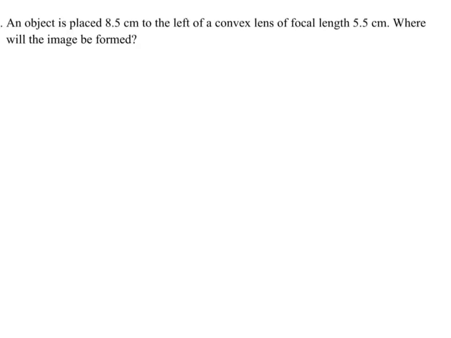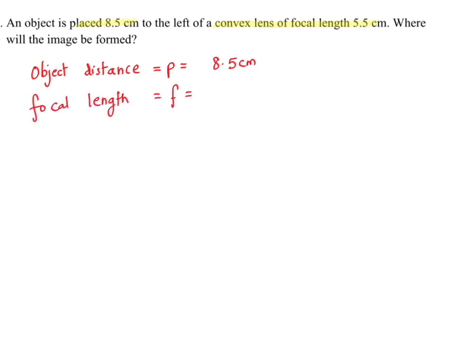In this video, we are going to solve some problems based on convex and concave lenses. An object is placed 8.5 centimeter to the left of a convex lens of focal length 5.5 centimeter. So we have been given the object distance, which is P, equal to 8.5 centimeter. Focal length is given as 5.5 centimeter.